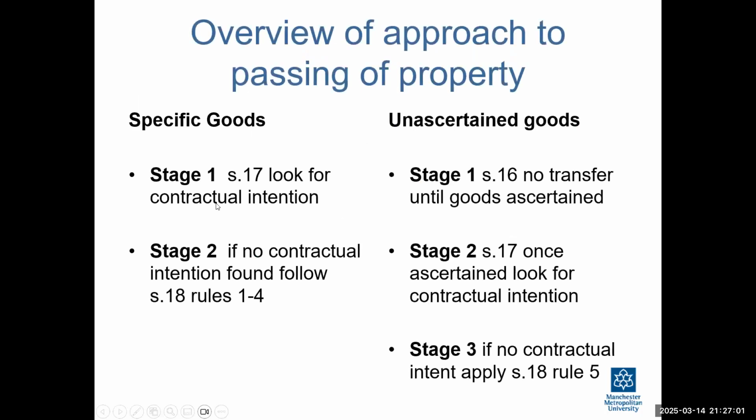So for specific goods, we look for the intention of the parties. If no contrary intention applies, you follow section 18 rules 1 to 4. For unascertained goods, section 16 says property cannot transfer until the goods become ascertained. Then the second stage is section 17: once ascertained, look for contractual intention. If you can't find any contractual intention, go on to rule 5 of section 18.